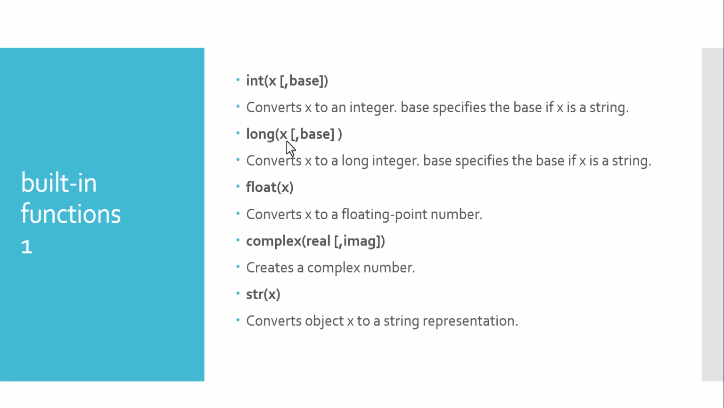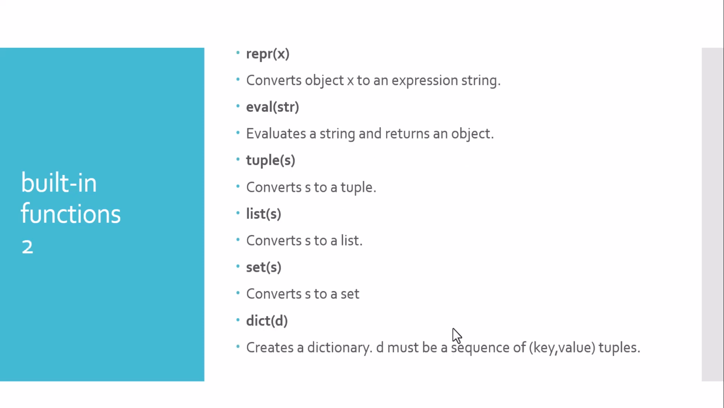Long x converts x to a long integer. Base specifies the base if x is a string. Similarly, float converts x to a floating point number. Similarly you can create a complex number also. Str converts object x into a string representation. You can convert any object into a string also. Repr x converts an object into an expression string. Similarly, eval string evaluates a string and returns an object. Tuple s converts s to a tuple. List s converts s to a list. Set s converts s to a set.